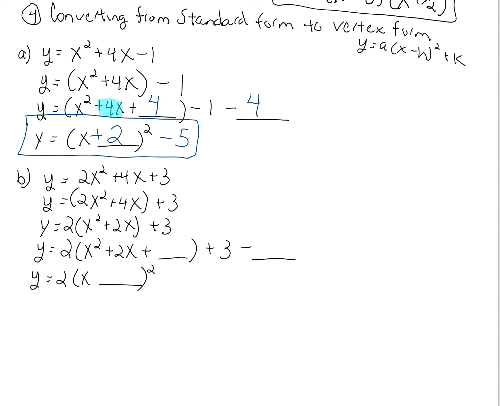So I have a plus sign. So my plus sign needs to come down. 2 divided by 2 is 1. 1 squared is 1. Now here's where this one's a little bit different.